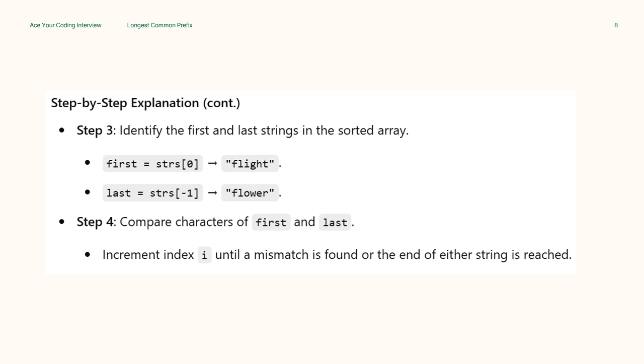The following step involves comparing the characters of these two strings. Starting from the beginning, the algorithm increments an index to compare characters one by one. This continues until a mismatch is encountered or the end of one of the strings is reached. The comparison helps pinpoint the exact portion of the strings that constitutes the common prefix.